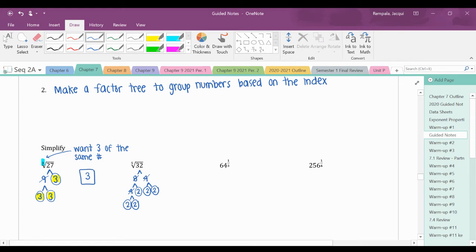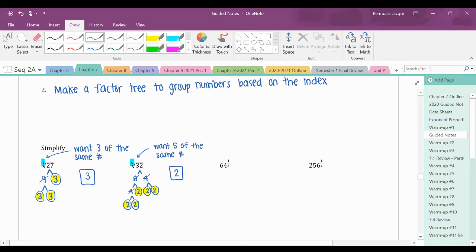So notice that I've got a bunch of circled numbers. Well, if I'm looking at my index, it is the number 5. That means we want 5 of the same number. If I start counting up those 2's that are circled, I have 1, 2, 3, 4, 5 of them. So I have exactly what I am looking for. And because there are 5 2's, that means that 2 is my final answer.